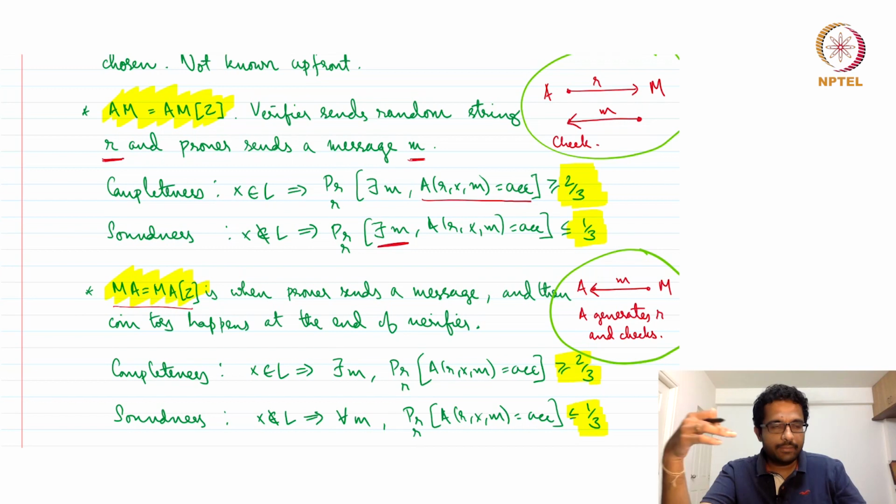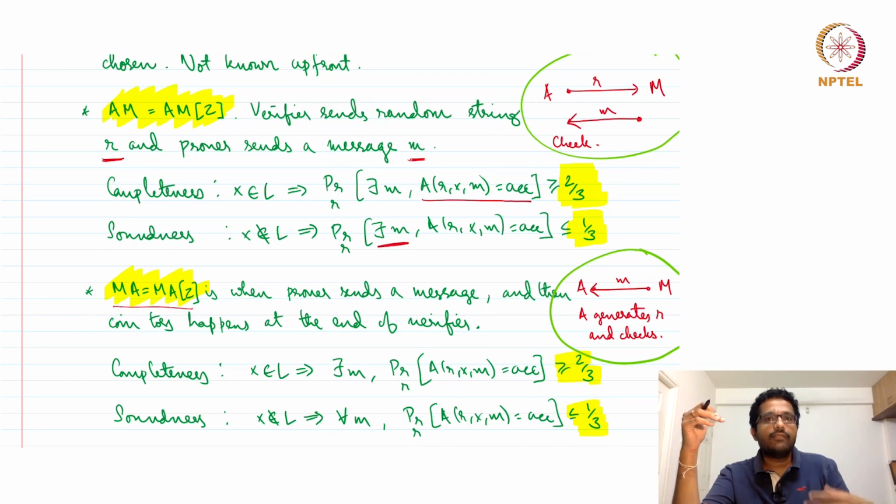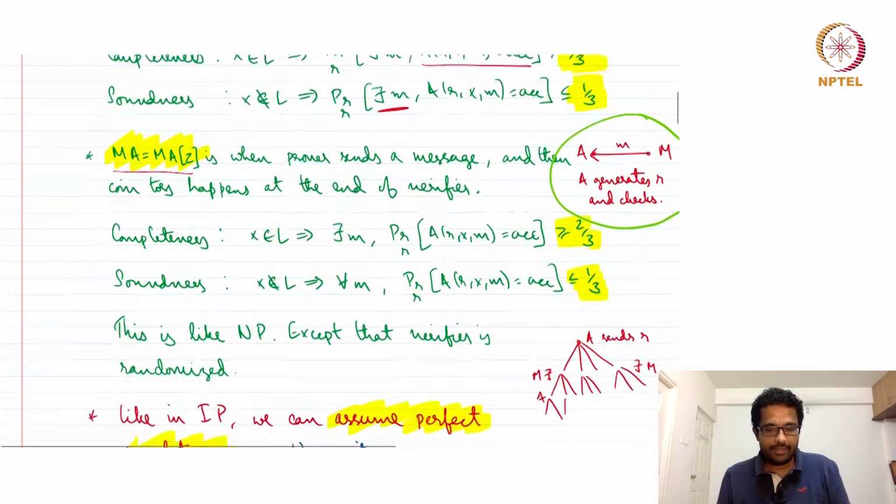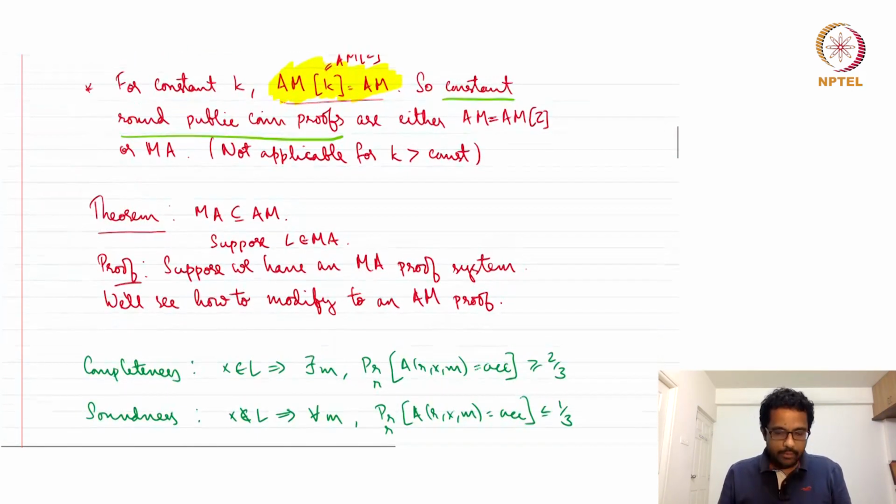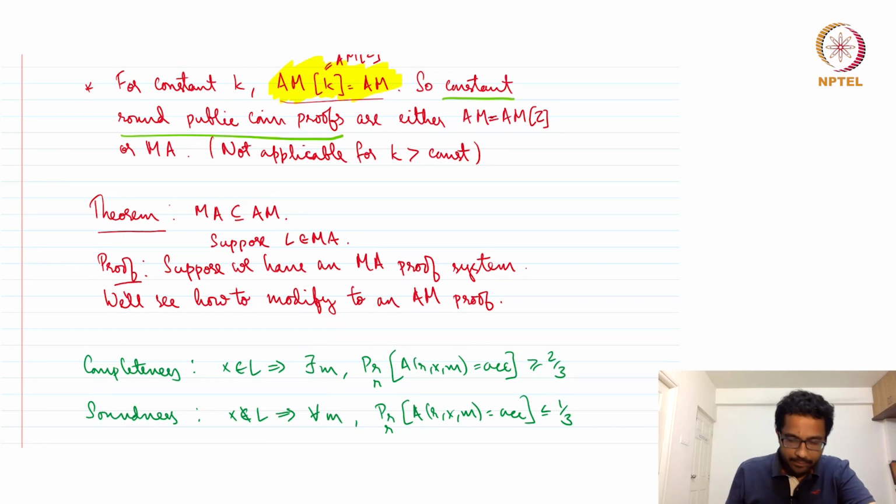So the prover has more information in the case of AM, right, and presumably he can convince more things with that information. So MA is actually contained in AM. When the prover is not able to see the randomness, or when the prover is able to see the randomness early, he can do whatever he could do even otherwise, when he did not see the randomness. So let us see the proof of this, right? MA is contained in AM.